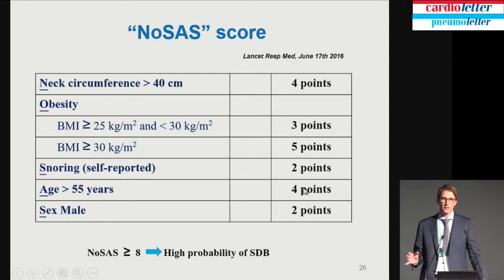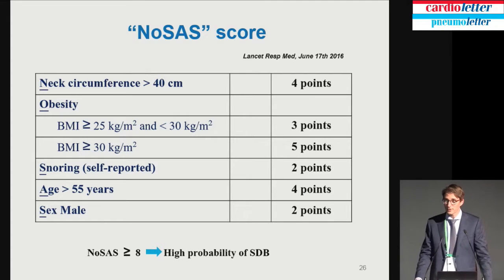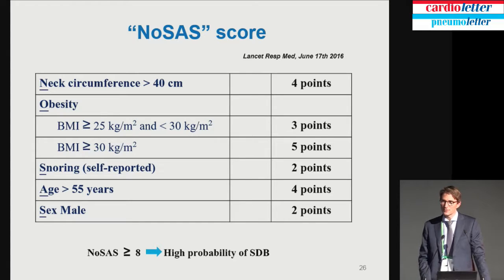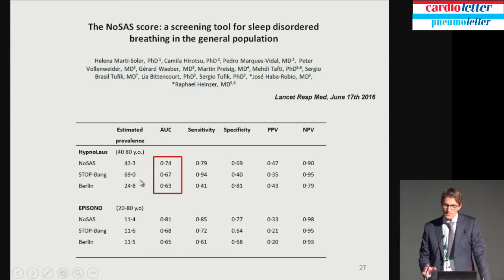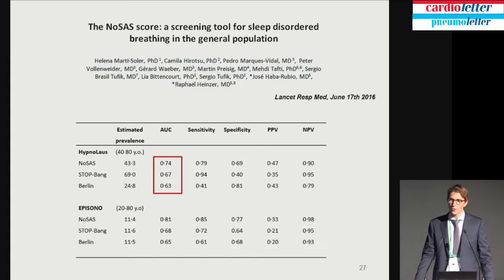So we tried to avoid subjective items such as sleepiness, because sleepiness can be due to many different things, and people will interpret their sleepiness in very different ways. So the only subjective parameter that we have is the snoring. So we tested it in our cohort, HypnoLaus, and compared it with the STOP-Bang and the Berlin. And you see here that the area under curve, which is more or less the discrimination of this score, is above the other scores.